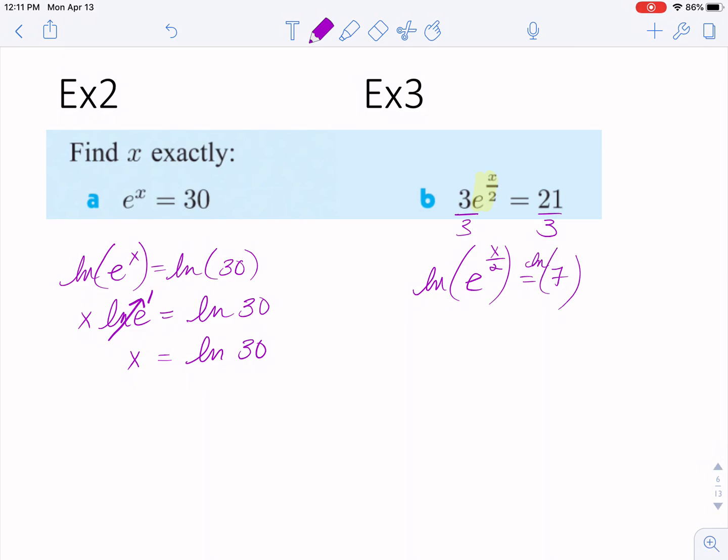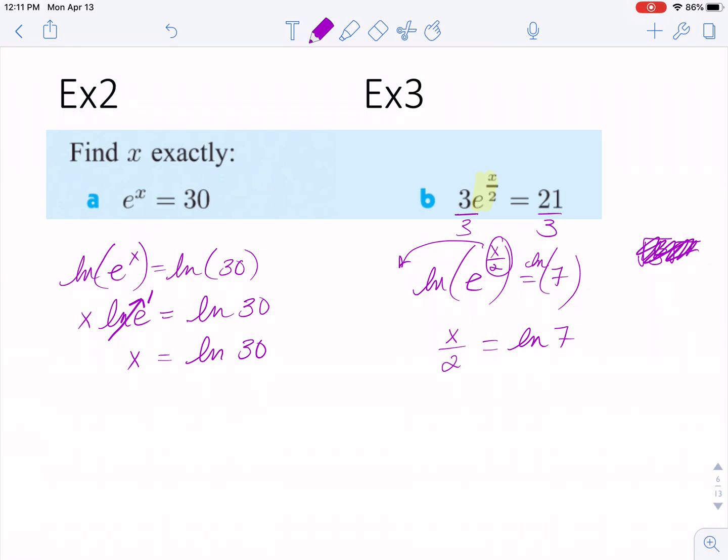Okay, don't put the ln at the end because ln is the function. It's not like you would write 3 and then a square root symbol when you wanted to take the square root of 3. So you're not going to do that. That's bad math. So that gives me x over 2 equals the ln of 7 because, again, this comes out front and the ln of e is 1.